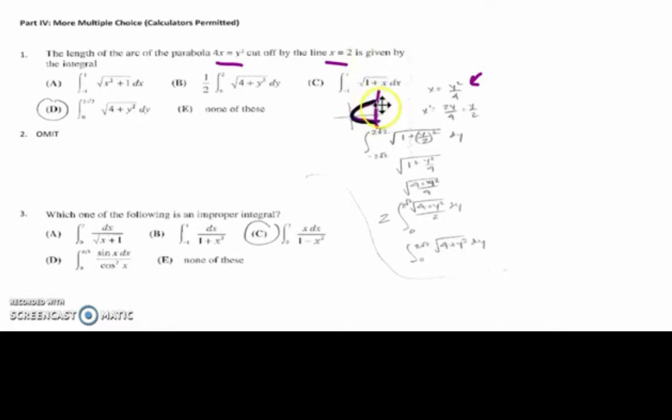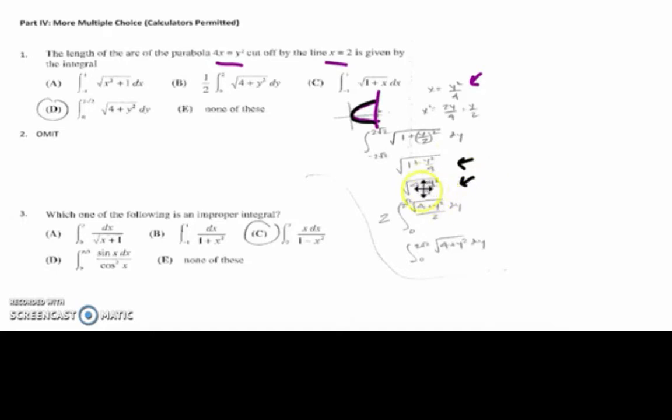So first thing I need to do is differentiate my equation to get x prime equals 2y over 4, which is really y over 2. So for the arc length, I need the square root of 1 plus the derivative squared. So that's the square root of 1 plus (y over 2) squared, which gets me to 1 plus y squared over 4. And if I get a common denominator, I get 4 plus y squared over 4.